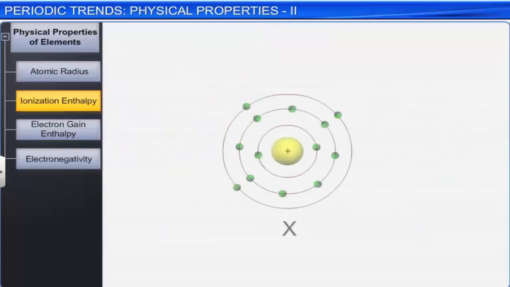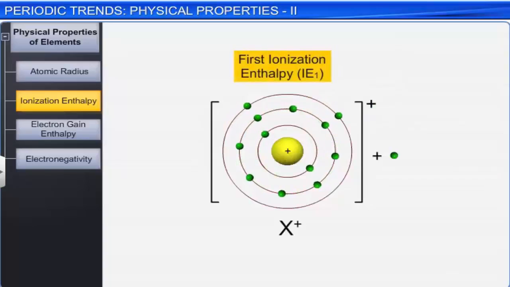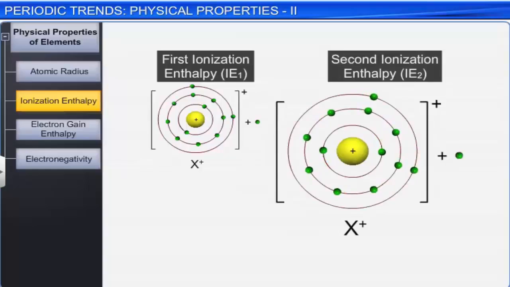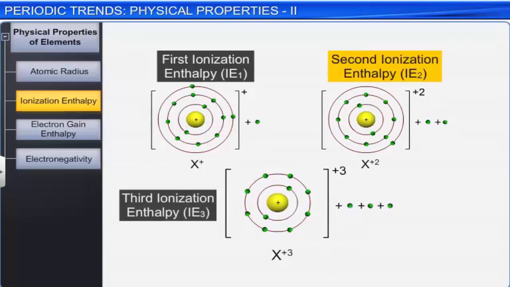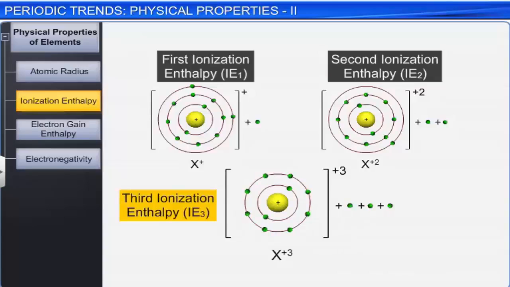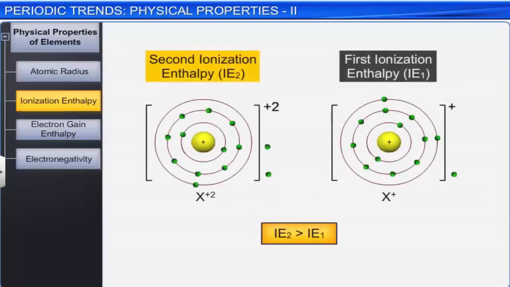The energy required to remove the most loosely bound electron is called the first ionization enthalpy. The energy required to remove the second and the third electron is termed as the second ionization enthalpy and the third ionization enthalpy respectively. The second ionization enthalpy will always be higher than the first ionization enthalpy.